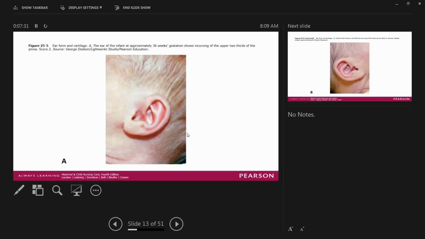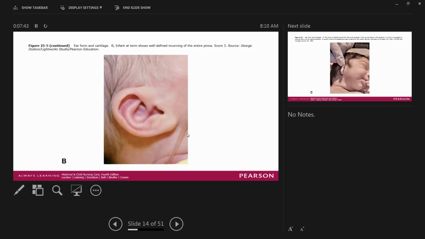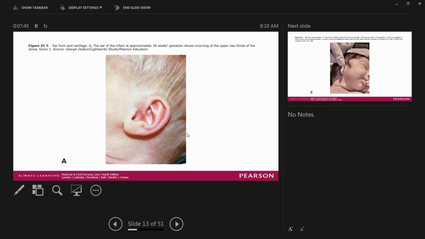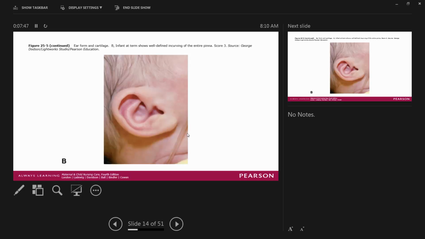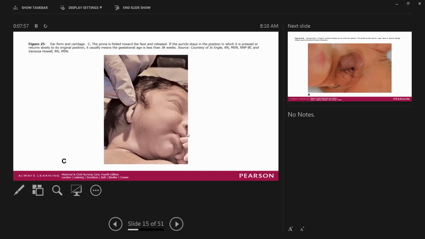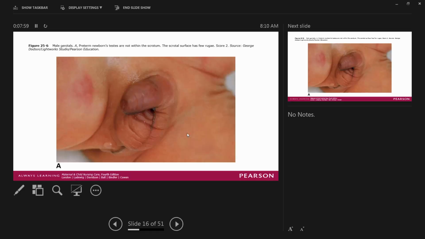Now, as far as the ear, so this ear is well curved pinna, and we would pinch the ear, fold the ear, see how quickly it would rebound back into place. Here's a more term compared to this baby. More defined. When we fold that ear, it will really pop back into place quickly. Here's just showing that we're folding that ear.